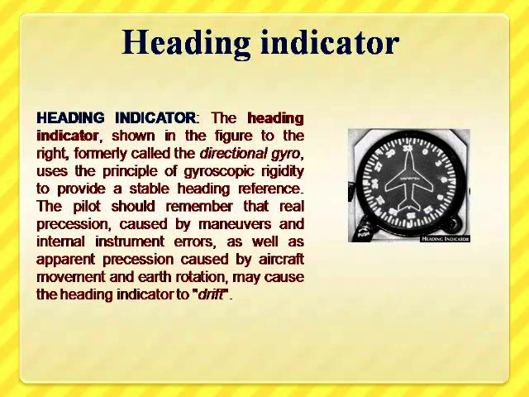Heading indicator. Heading indicator shown in this figure, formerly known as directional gyro, uses the principle of gyroscopic rigidity to provide a stable heading reference. The pilot should remember that real precision caused by maneuvers and internal instrument errors, as well as apparent precision caused by aircraft movement and earth rotation, may cause the heading indicator to drift.